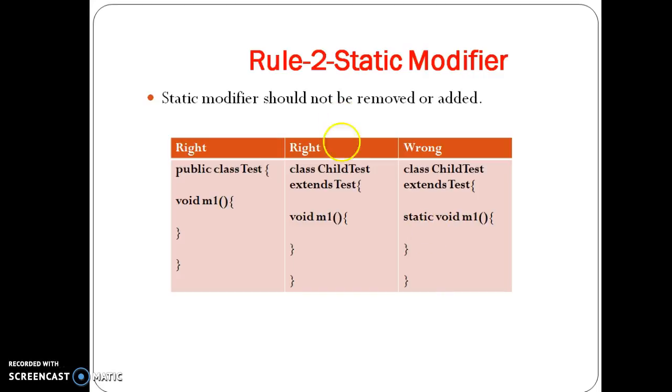So this is right. If superclass does not have static modifier, the subclass method should also not contain static modifier. Okay, this is wrong.